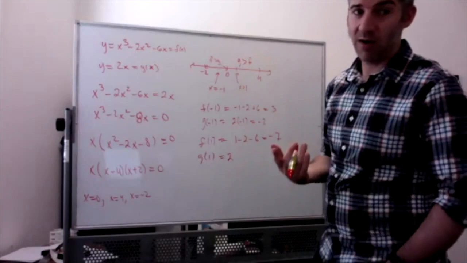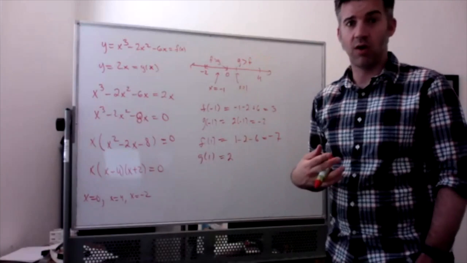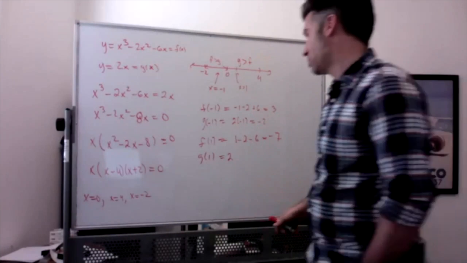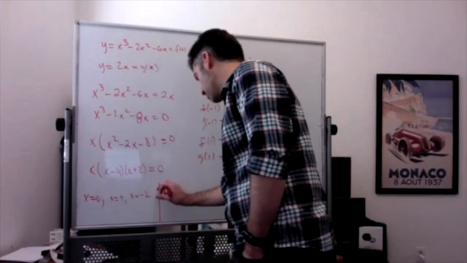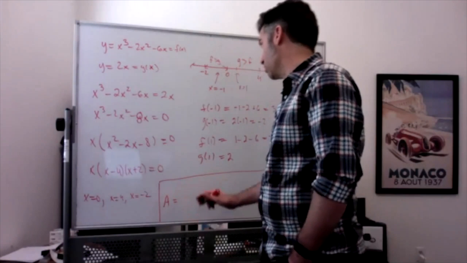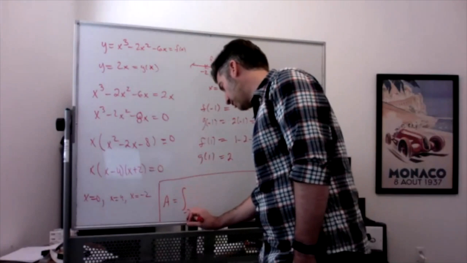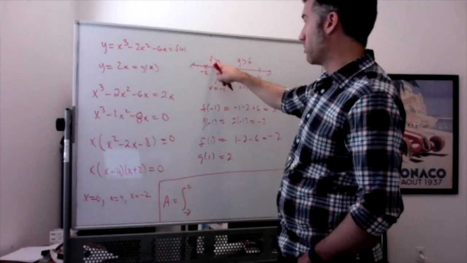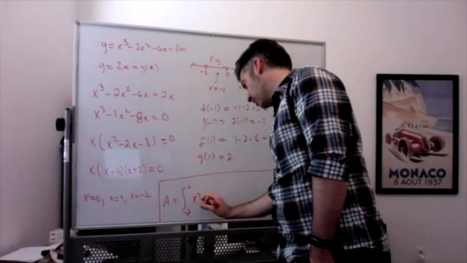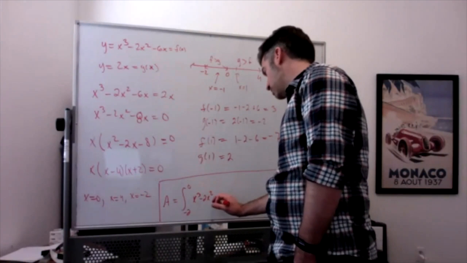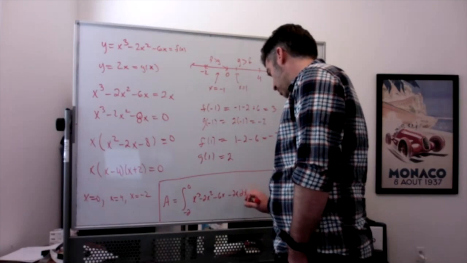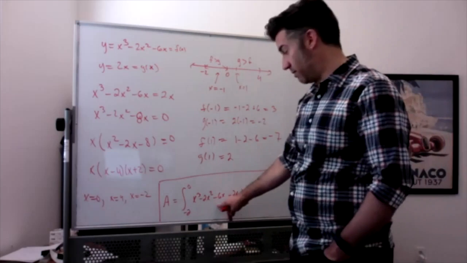Whenever you're finding the area between two curves on an interval, you're always doing the integral of the larger function minus the smaller function. So to set this up, the area is equal to the integral from negative 2 to 0 of the bigger function minus the smaller function, so f minus g. That's x cubed minus 2x squared minus 6x minus 2x dx. Or you could put those together and write it as minus 8x.